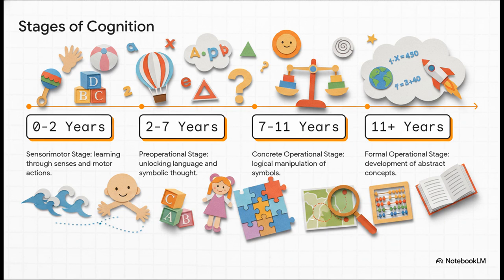From birth to age 2, we have the sensorimotor stage. This is where infants learn purely through their senses and motor actions. Lots of physical trial and error here. Next, from 2 to 7, the pre-operational stage kicks in, unlocking language and symbolic thought, though it's still highly egocentric. From 7 to 11, the concrete operational stage introduces logical manipulation of symbols. And finally, at 11 and beyond, they hit the formal operational stage, unlocking those abstract, hypothetical, complex cartoon thought bubbles.